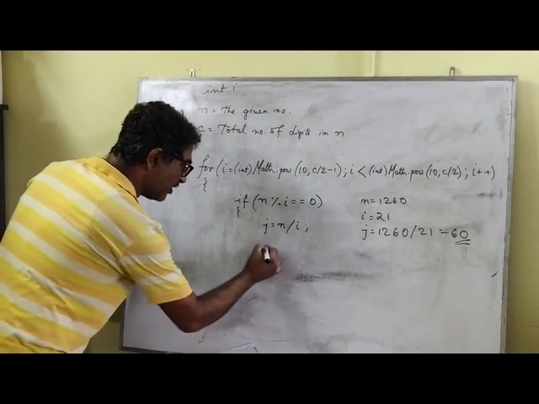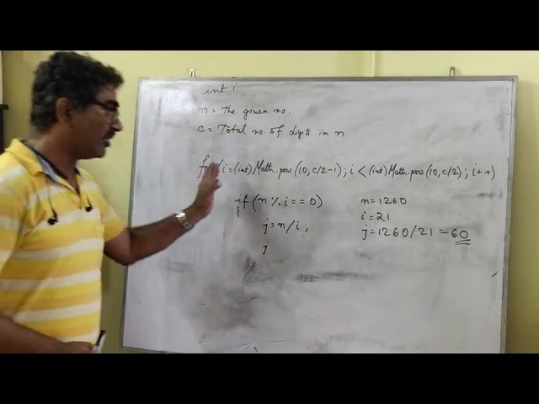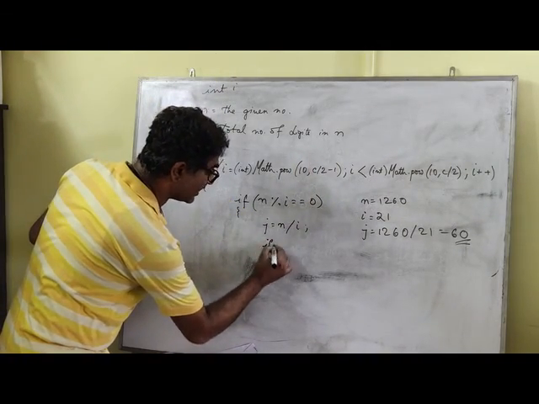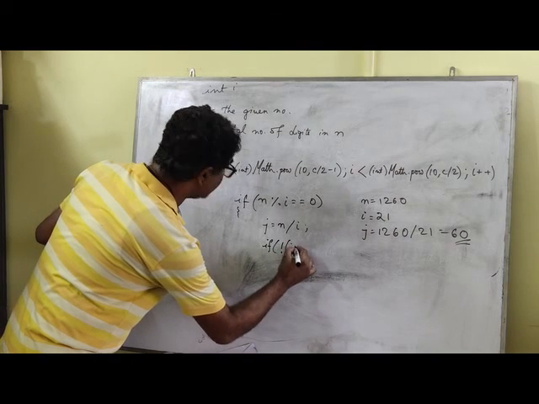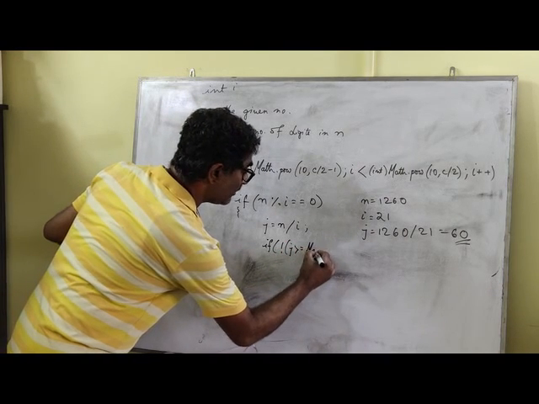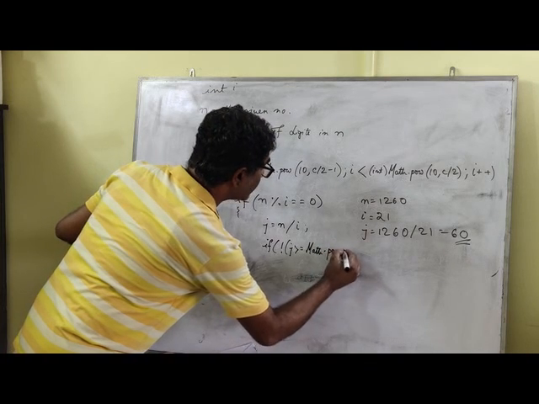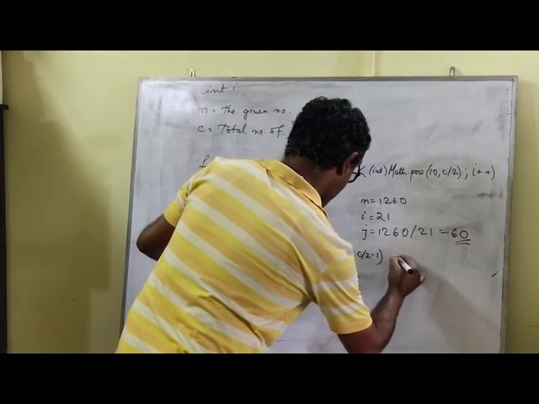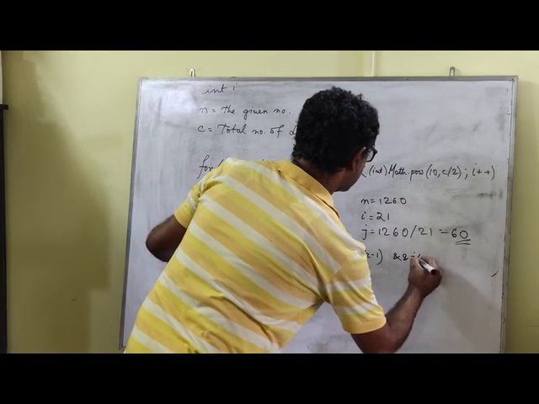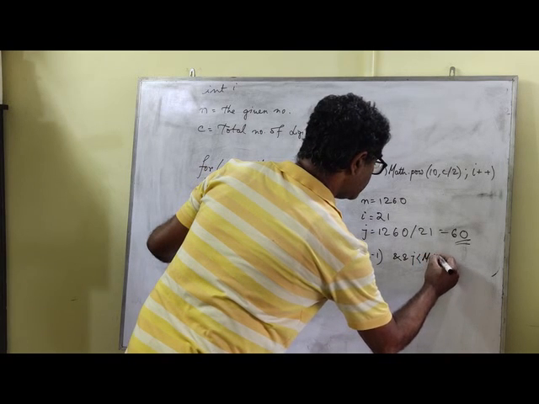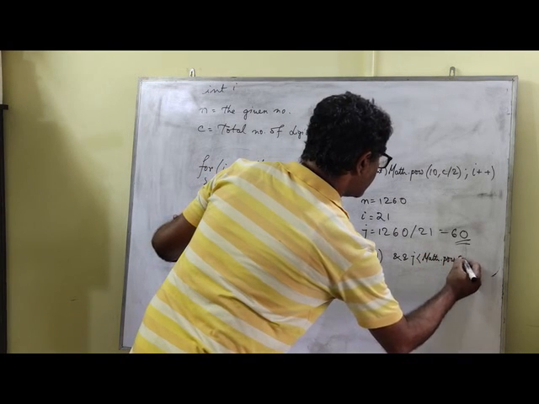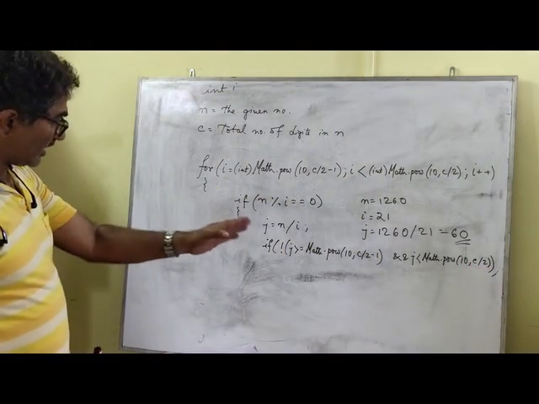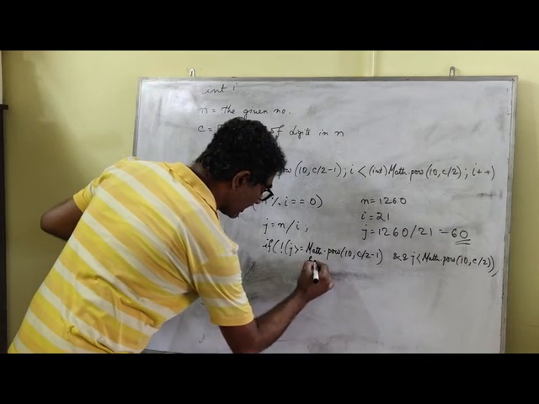Now we'll check whether j also follows the same criteria or not, that is, whether it lies within this range or not. So if it does not lie within this range, how do I write it? If j is greater than or equal to Math.pow(10, c/2 - 1), and j is less than Math.pow(10, c/2). So if it does not lie over here, what can we do? We can write f equal to 1.